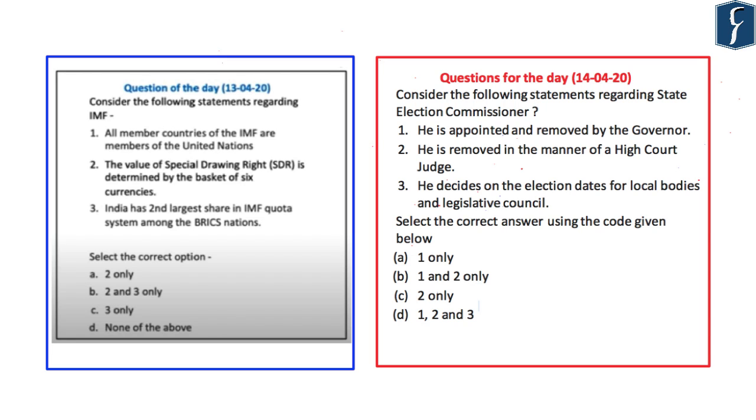Option number 2, the value of special drawing rights is determined by a basket of 6 currencies. No, it is determined by a basket of 5 currencies. Statement number 3 is, India has the second largest share in the IMF quota system among BRICS nations. This is correct. China is number 1, India number 2, followed by Russia, Brazil and South Africa. Overall, the ranking of India in the IMF quota system is 8, but among BRICS it's second. The third statement is correct. Option C will be the answer.